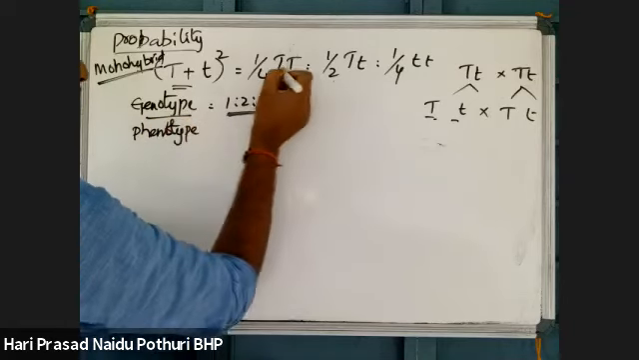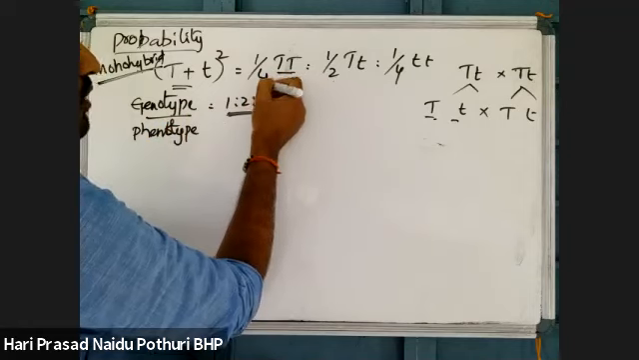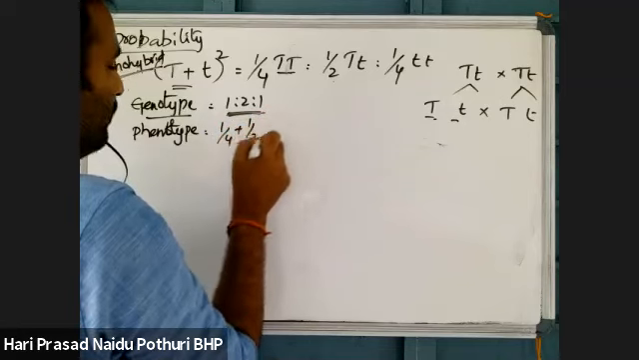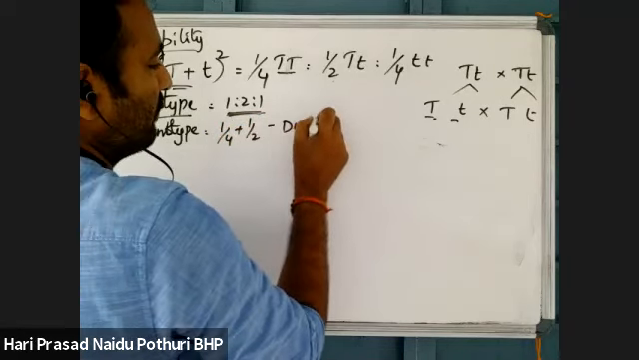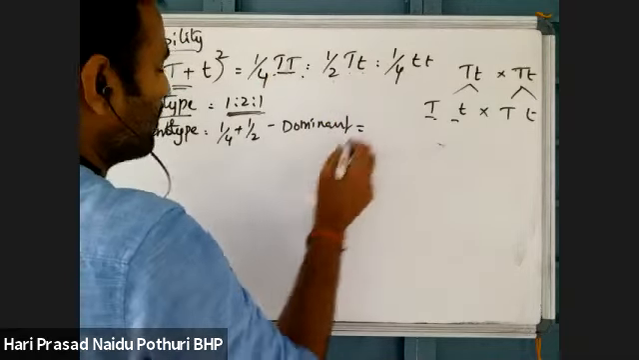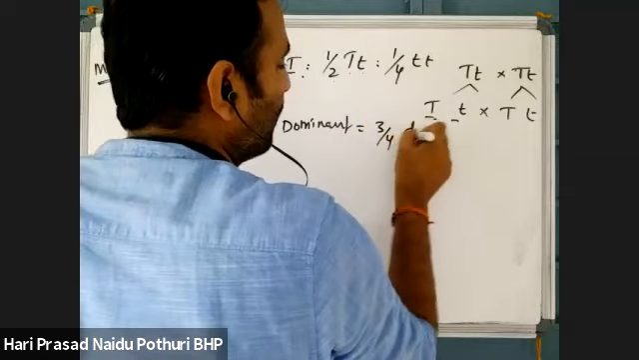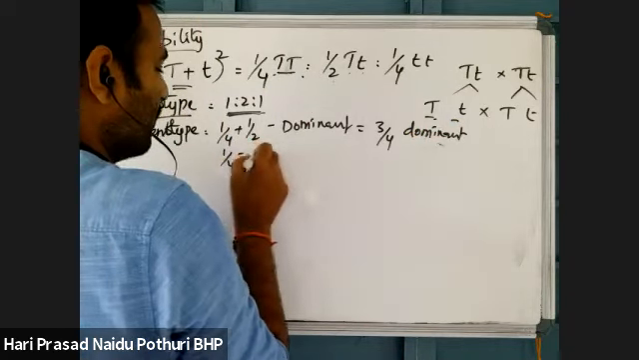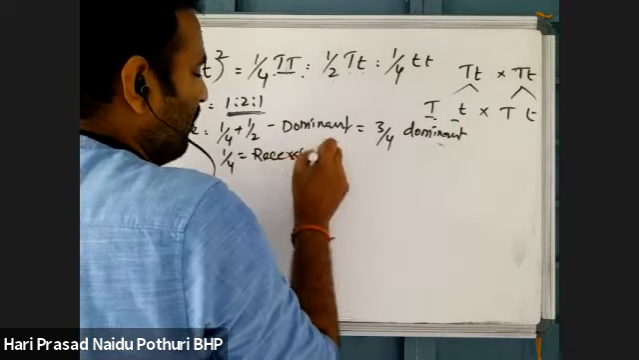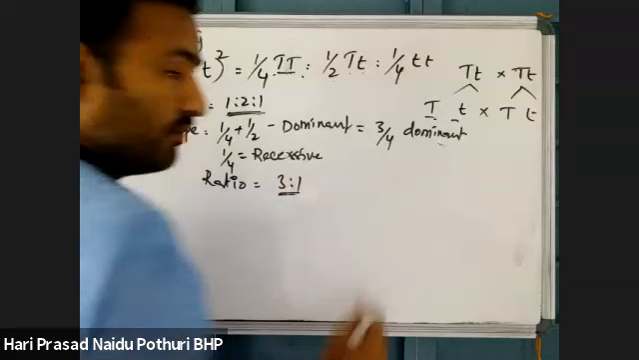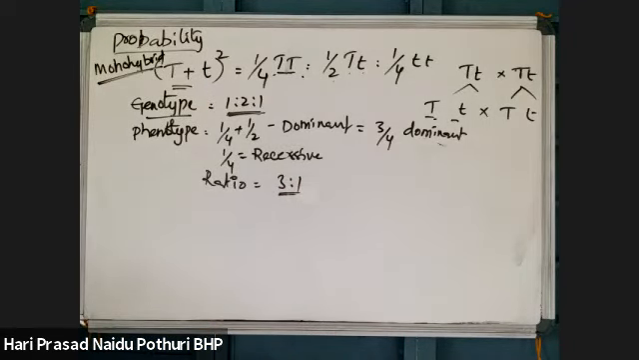The phenotype ratio, which is this is dominant 1 by 4, or dominant 1 by 4 plus 1 by 2, or dominant. This is the dominant, this is also dominant. 1 by 4 plus 1 by 2, that is equal to what? 3 by 4 dominant and 1 by 4 is recessive. So the ratio of phenotype is 3:1. 3:1 is the ratio of phenotype.